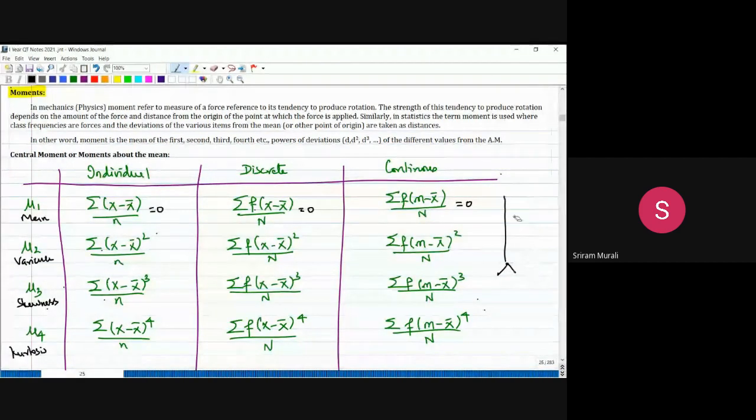In the same way, in statistics, we would say the fixed point is x bar. How is x bar deviating from x? I mean all observations. Is it uniformly varying or different? That process is said to be a moment. Have you understood what a moment is?